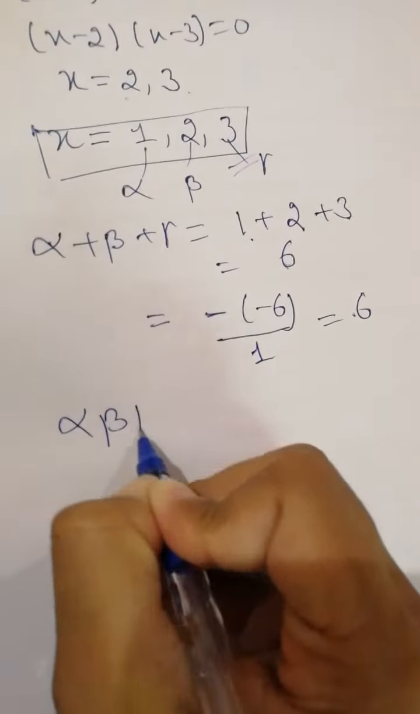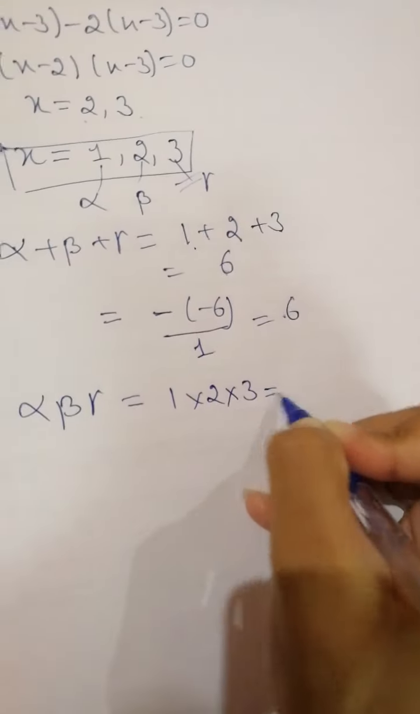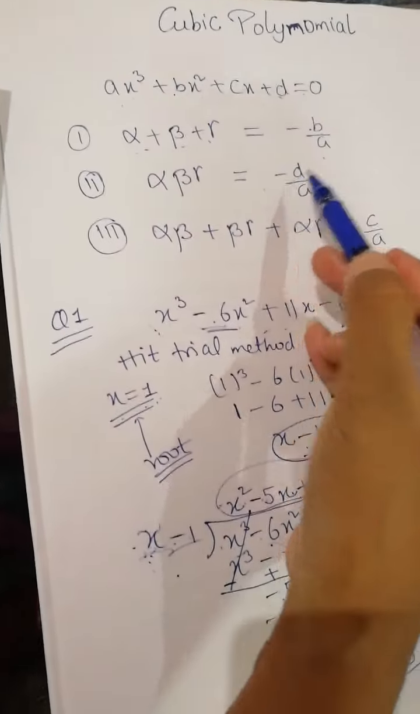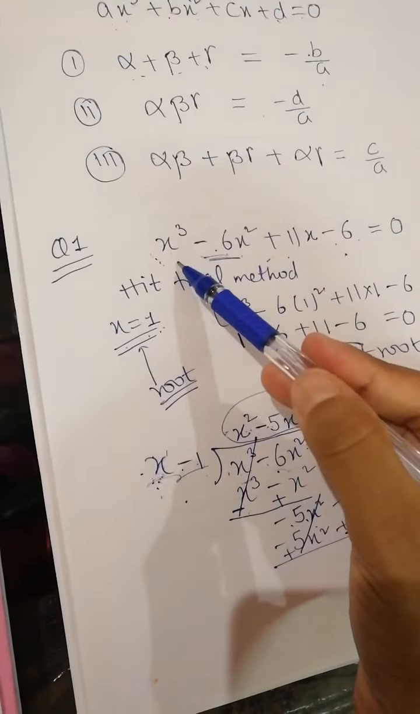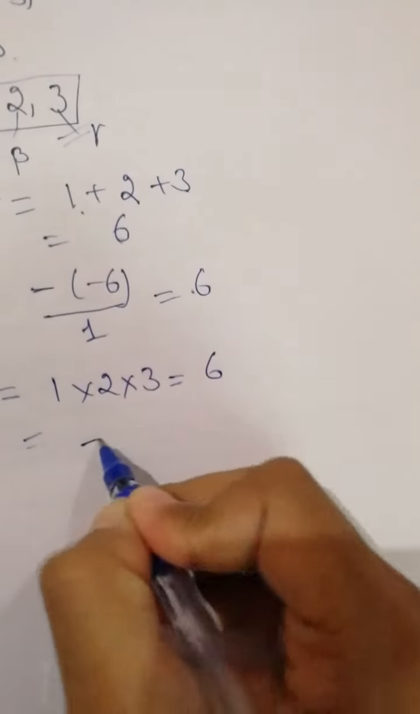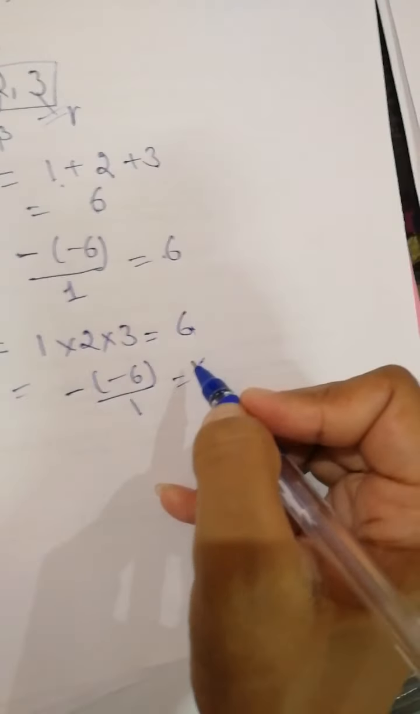Now the next is alpha beta gamma. Alpha beta gamma is 1 into 2 into 3, that is 6. The formula was minus d upon a, and d here is minus 6, and a is 1. So minus of minus 6 upon 1. So again 6. This also verifies it.